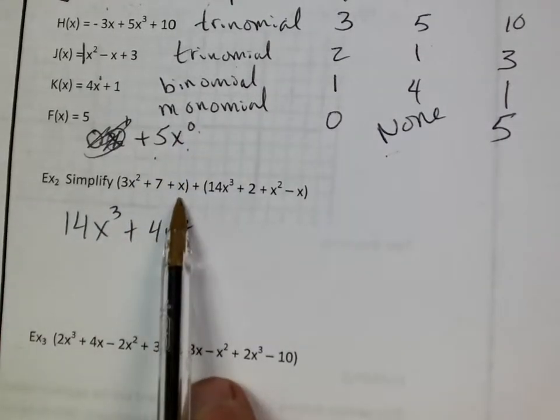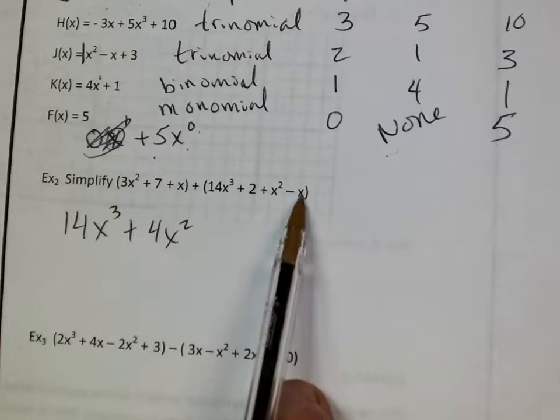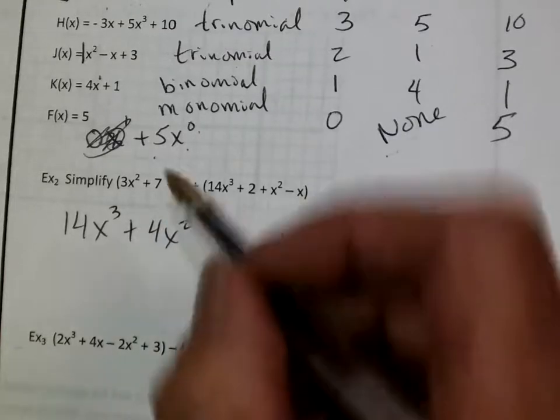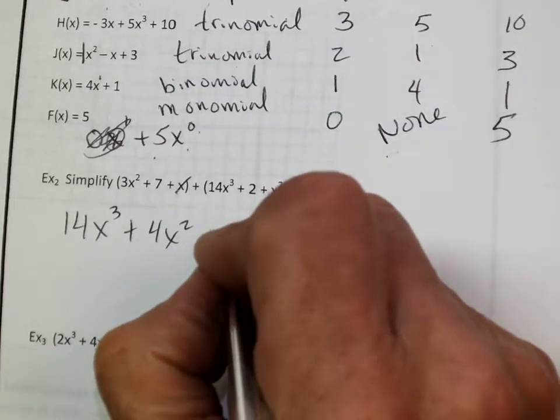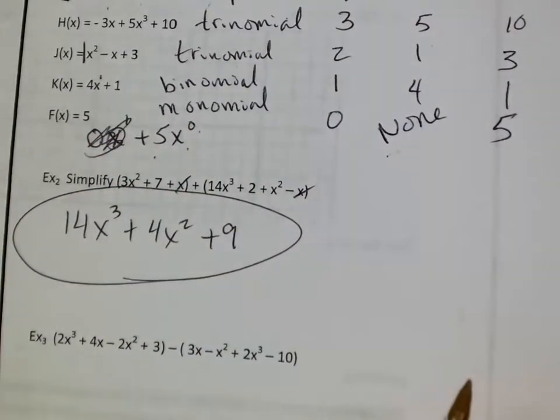Here's an x. Are there any other x terms? Yeah, I get an x minus an x. What's that going to happen? Zero, right? So that's just gone. They just cancel each other out. And then I get a 7 and 2 makes a 9. Thumbs up? Easy? Awesome. Okay.